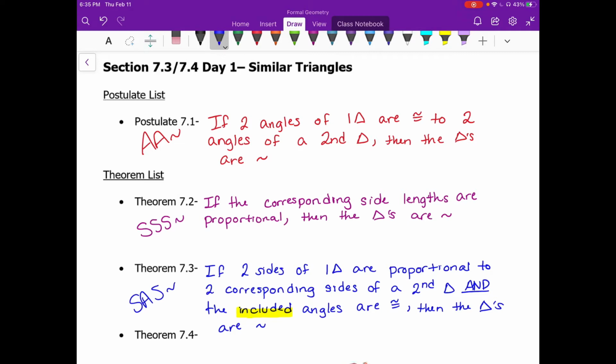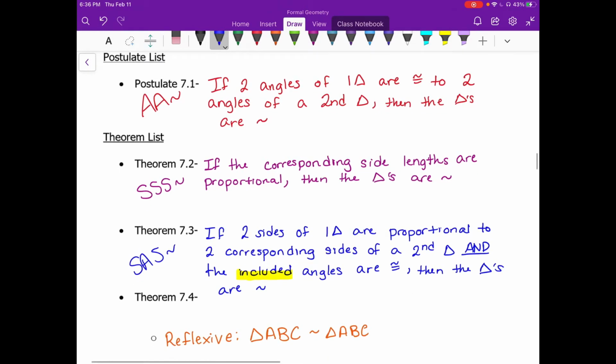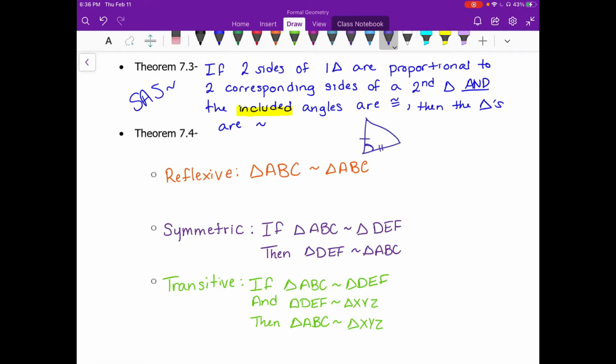So this is very, very similar to the setup of side angle side congruency, where you have two sides of a triangle that are proportional and those angles are in the middle, in between those two proportional sides. For theorem 7.4, I do have some other properties that have kind of carried over and apply to similarity.